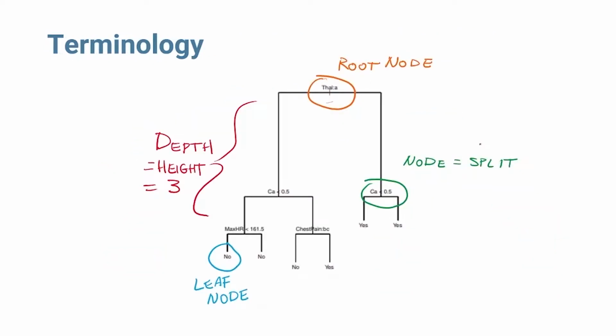Trees have very clever terminology. Just like a real tree, except being upside down. Decision trees start with the root and then they go down branches. The height of the tree, also called the depth, is the number of nodes. A node is simply a split point. The final nodes are called leaf nodes or terminal nodes.